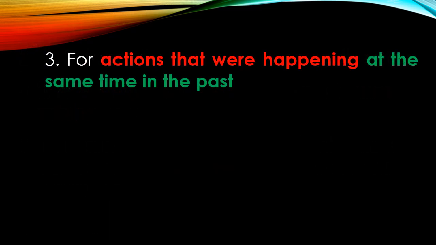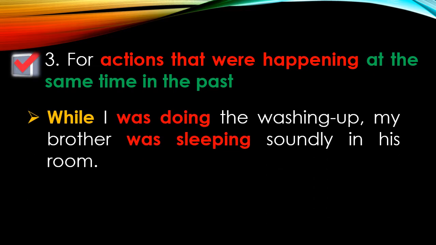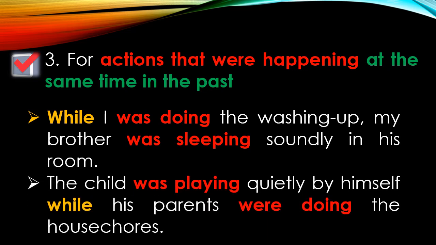For actions that were happening at the same time in the past. For example, while I was doing the washing up, my brother was sleeping soundly in his room. So there are two things happening at the same time in the past. The child was playing quietly by himself while his parents were doing the house chores.